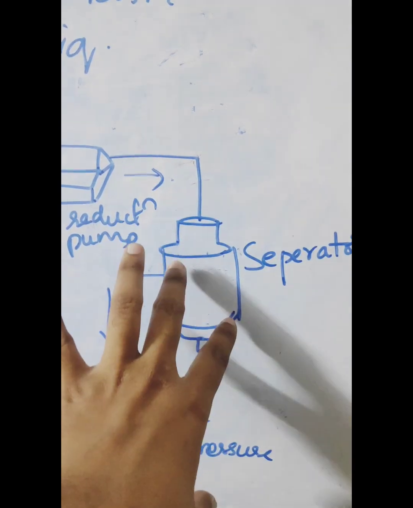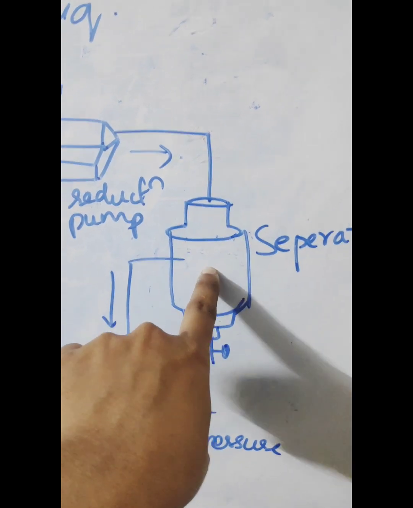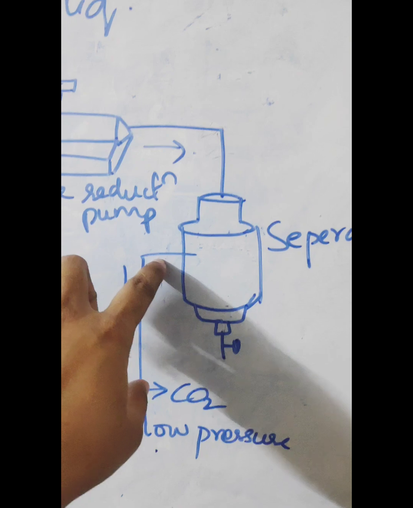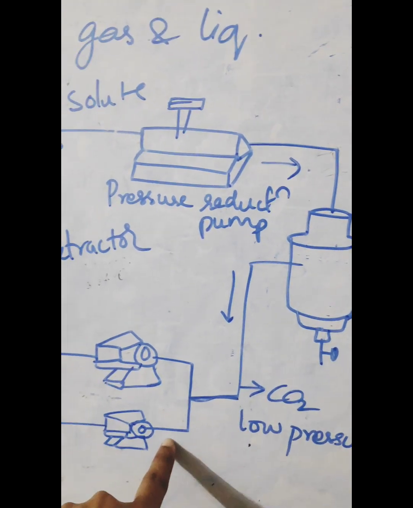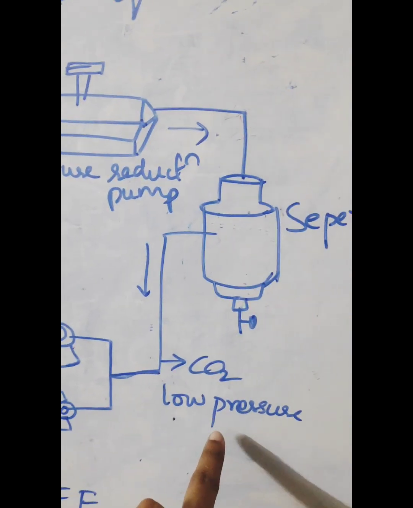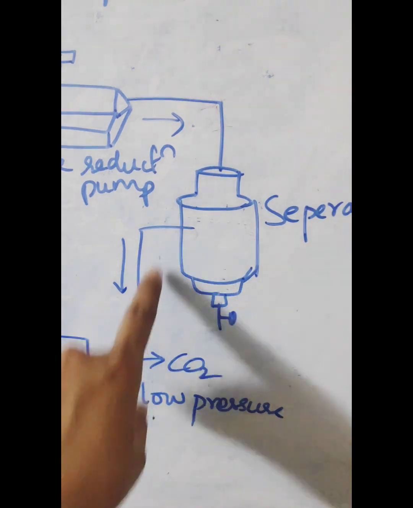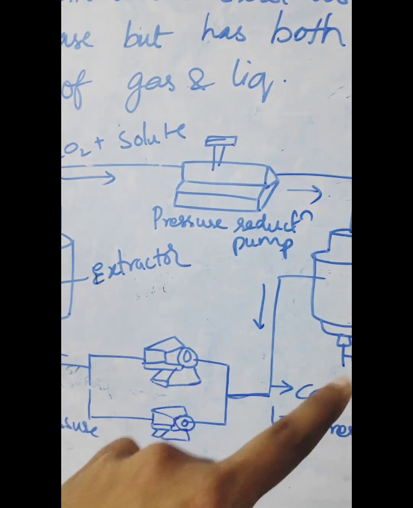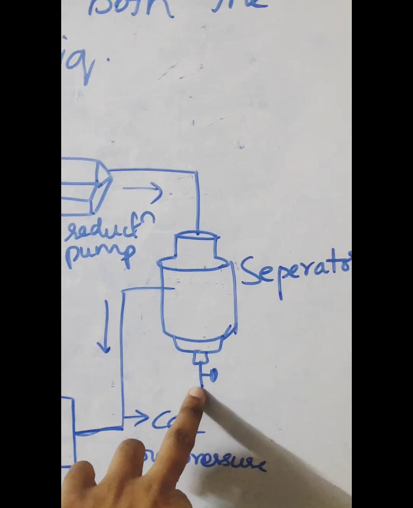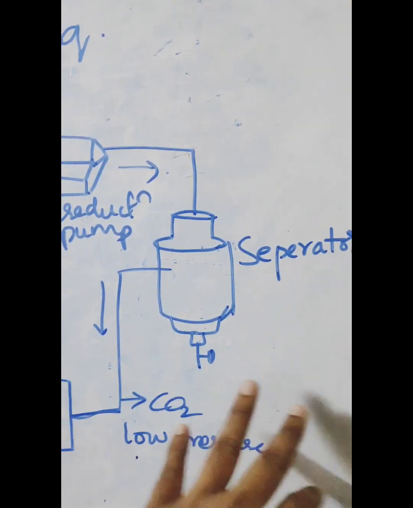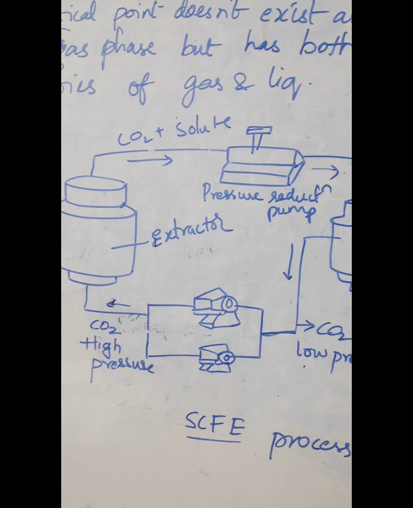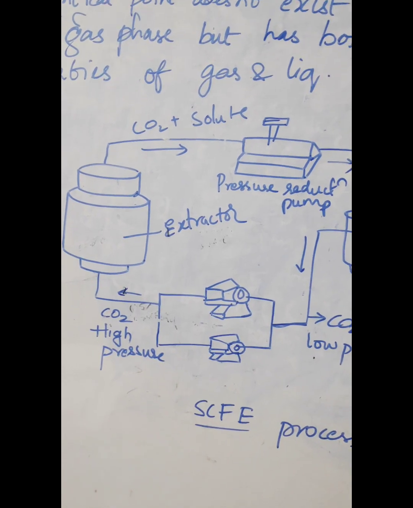Here the carbon dioxide, now free of the components, is again recirculated into these pumps. You can see carbon dioxide at a low pressure again pumped into these pumps, and hereby the process repeats. You can collect the compounds from the separator over here. So this is a simple diagrammatic representation of supercritical fluid extraction.